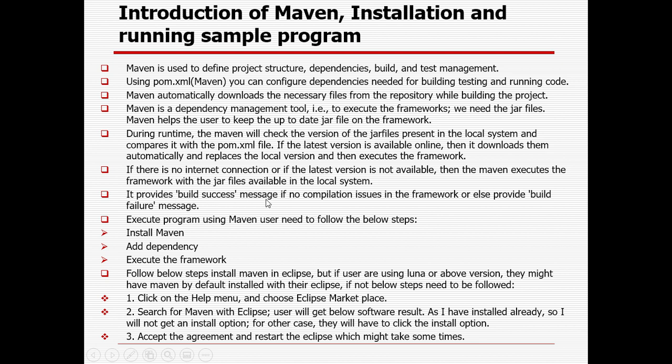It provides a build success message if there are no compilation issues in the framework, or it will provide a build failure message. So this is a 3-step process to execute a program in the Maven framework. We need to first install Maven, then add the dependency, then execute the framework. We need to follow 3 important steps to install Maven in Eclipse. If you are using Luna or a later version, Maven is already installed in Eclipse by default. If not, these are the steps you need to follow.